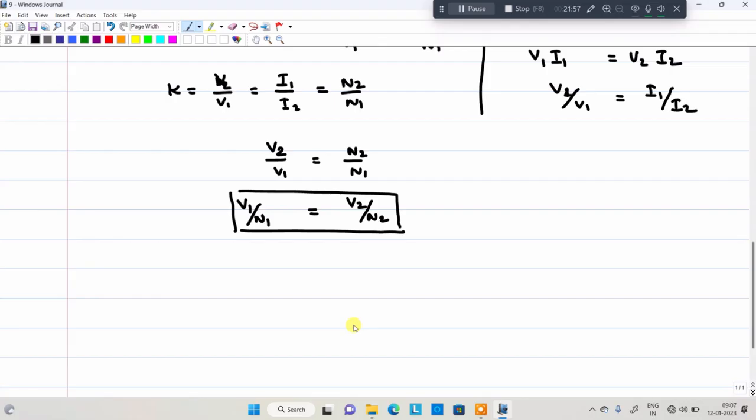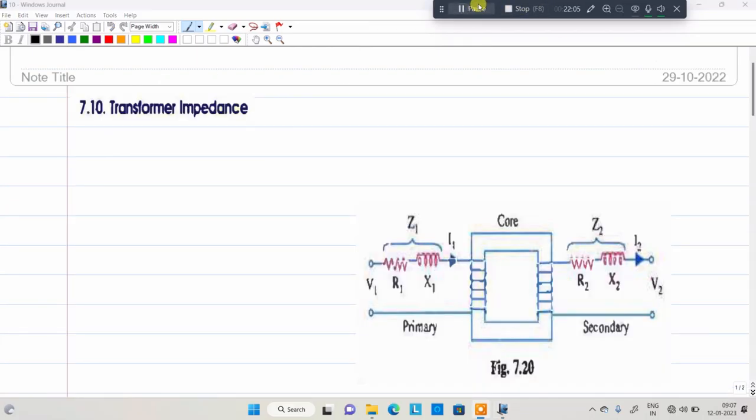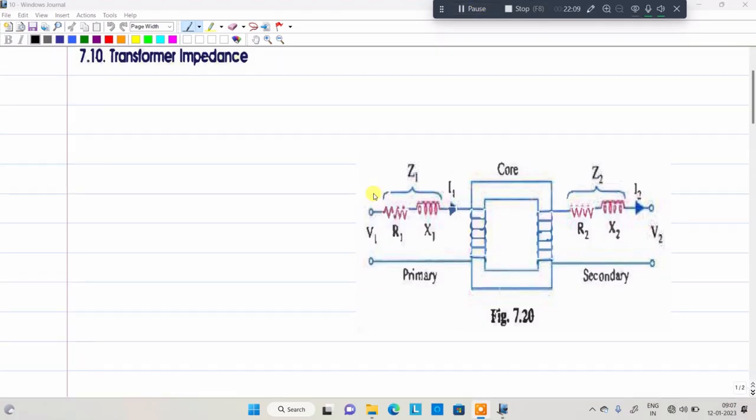So don't go too much. What I explained here is enough for the transformer case. Next we are moving to the transformer impedances. A transformer has a primary as well as a secondary, a primary current and a secondary current. Similarly, a transformer also has a primary impedance and a secondary impedance.